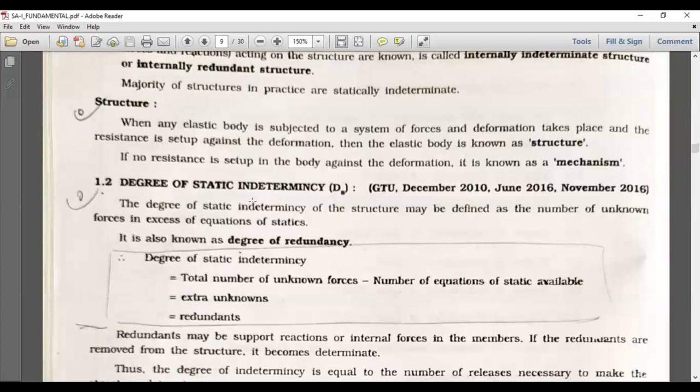Let us discuss again. When any elastic body is subjected to a system of force and deformation takes place and the resistance is set up against the deformation, then the elastic body is known as a structure. If no resistance is set up in the body against the deformation, it is called a mechanism.